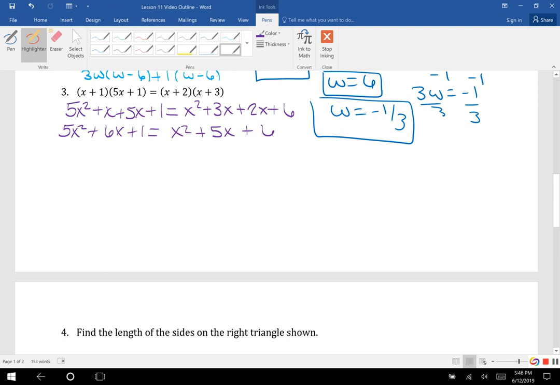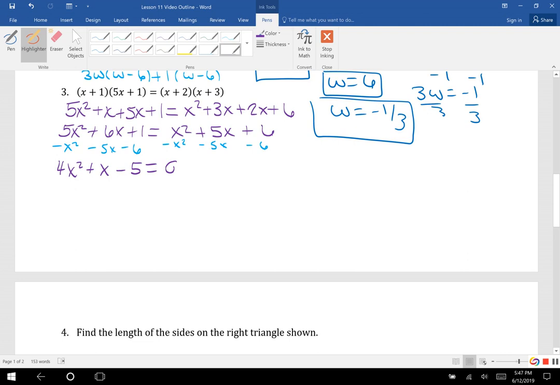All right, so I FOILed everything out, and now I'm ready to set one side to 0. I'm going to take everything on the right-hand side and subtract it and see what we get. So that gives me 4x squared plus 1x minus 5 equals 0. And finally, now that this thing equals 0, I'm going to try to factor.